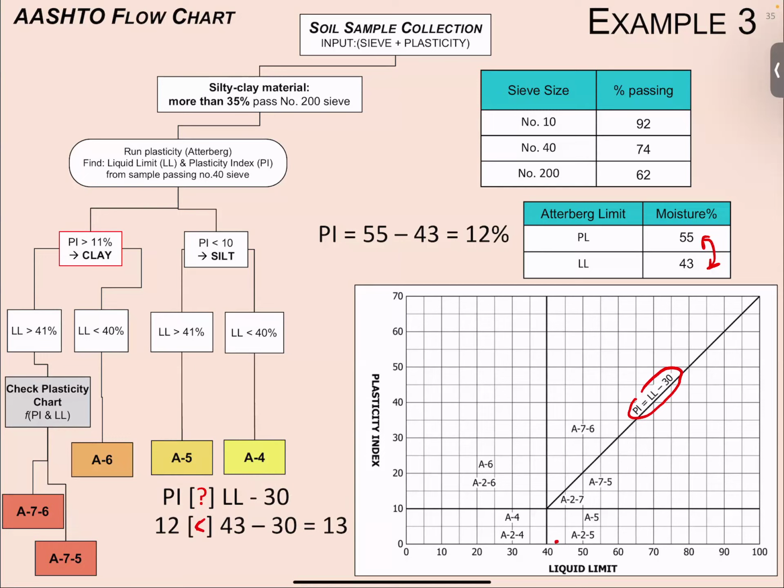Sometimes you can't really read this chart most of the time. Like let's say this is 43 and this is 12. Now, what side of it are we on? So you have to actually use the equation of that line to determine. In this case, since we are at 12 and we are less than 13, then we should be in A-7-5, which is down here. We would use that there. A-7-5.